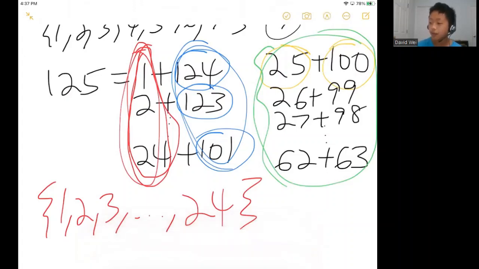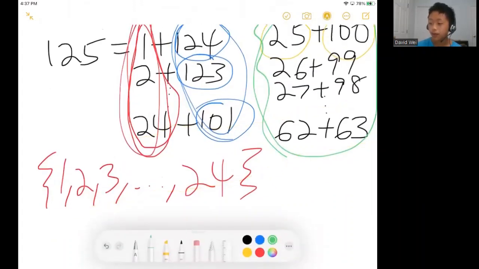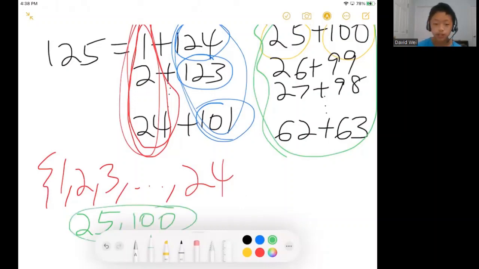Because we have the numbers 1 through 24 in the set, but if we decide to add 25 to our set, then that tells us that we can't include 100, because if we included 25 and 100, then clearly these two sum to 125, which is bad. So out of the two numbers, 25 and 100, you can only pick one number to put into the set.